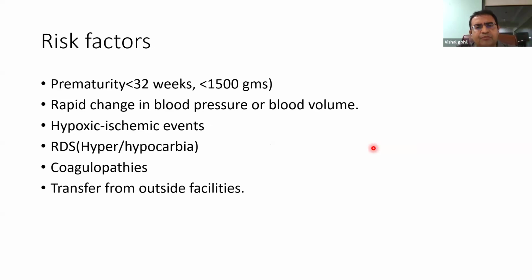If there is a rapid change of blood pressure or blood volume, or any hypoxic ischemic event... RDS itself does not cause IVH, but because of the ventilation, you might face hypercarbia or hypocarbia. That leads to IVH, as does coagulopathy. Specifically in developing countries, it is difficult to transfer extreme preterm babies, specifically less than 26 weeks, from periphery to center. That handling also cannot be tolerated by the preterm baby and ends up with IVH. So this is the long list of risk factors.